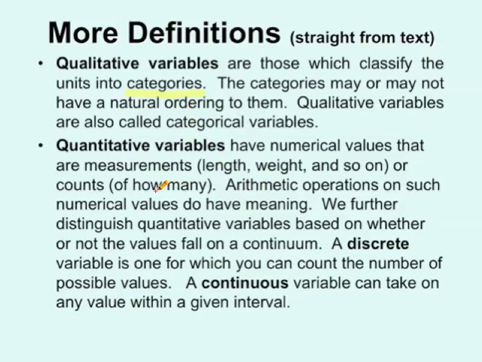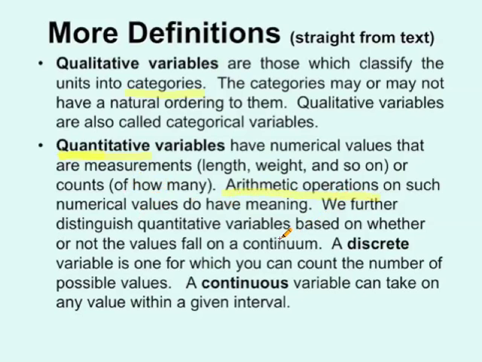Now the second major type of variable that we're going to deal with is called a quantitative variable, and the root word there is quantity. So you look at quant right here, a quantity, so you know you're talking about numeric data, or numeric values that are measurements: lengths, weights, heights, etc. Or in many cases it's counts. We're going to count things, how many there are. The main thing to know about quantitative data is that arithmetic operations make sense on such data sets.